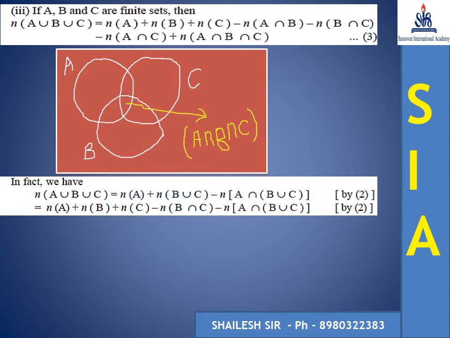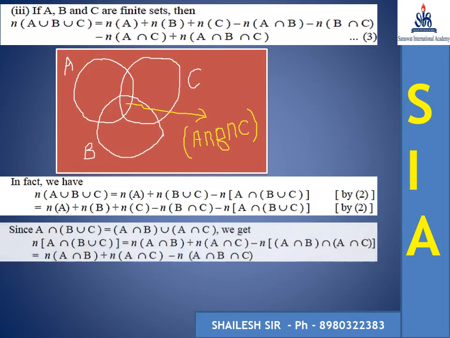First of all, n of A union B union C equals n of A plus n of B union C minus n of A intersection B union C. From there, again we expand n of B union C. Students, focus only on n of B union C; definitely you can say n of B plus n of C minus n of B intersection C, and the other is as it is. Now going to the last term.